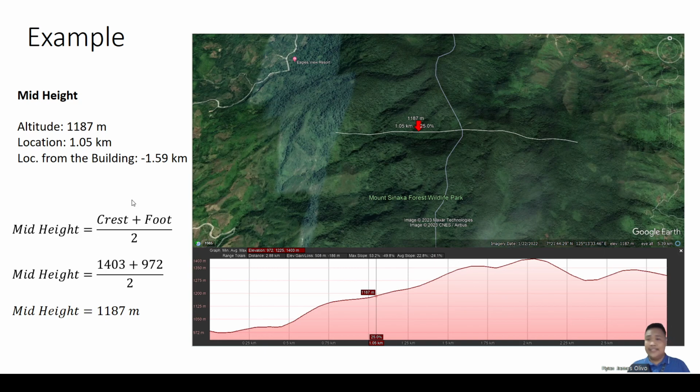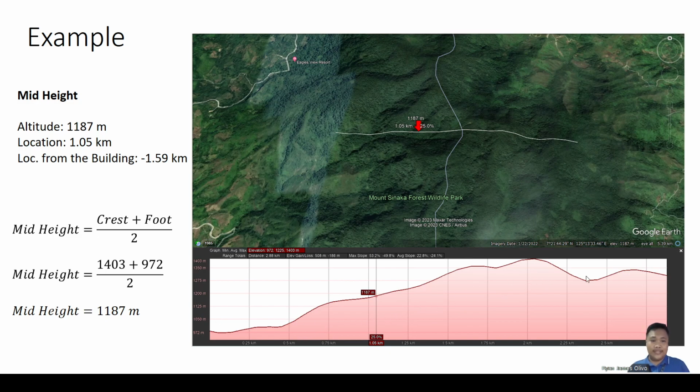And lastly, the mid height. The computation of mid height is just finding the average between the altitude of the peak and the foot. So the average of them is 1,187. That is 1,403 for the crest altitude and 972 for the foot of the hill or the escarpment.